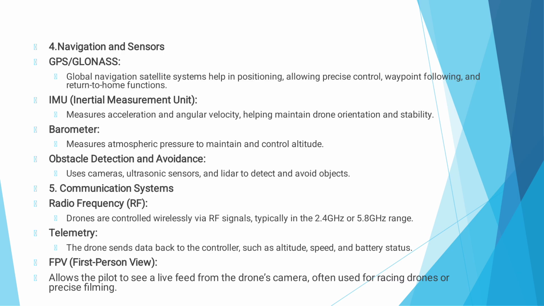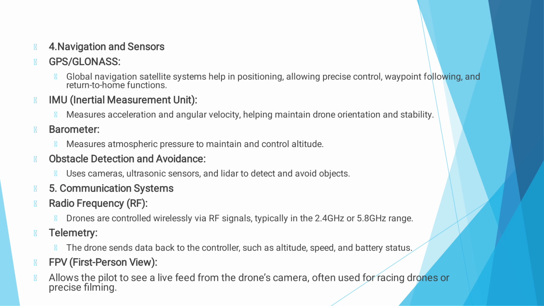Navigation and sensors. Global Navigation Satellite System helps in positioning, allowing precise control, waypoint following, and return to home functions. IMU. It measures acceleration and angular velocity, helping maintain drone orientation and stability. Barometer. It measures atmospheric pressure to maintain and control altitude. Obstacle detection and avoidance. Uses cameras, ultrasonic sensors, and lidar to detect and avoid objects.